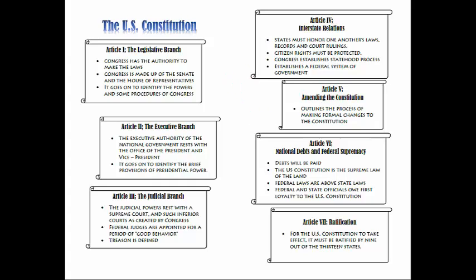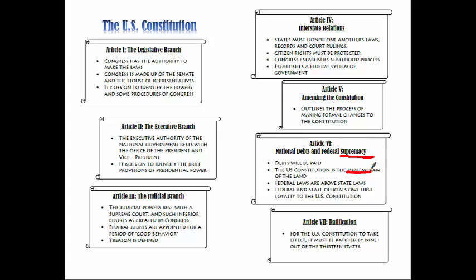Article 6 deals with national debts and federal supremacy. It says that all debts will be paid by the United States government, so that guarantees that no matter how much we go into debt, we will pay off those debts. The U.S. Constitution is the supreme law of the land. That means it is above all other laws, and federal laws are above the state laws.